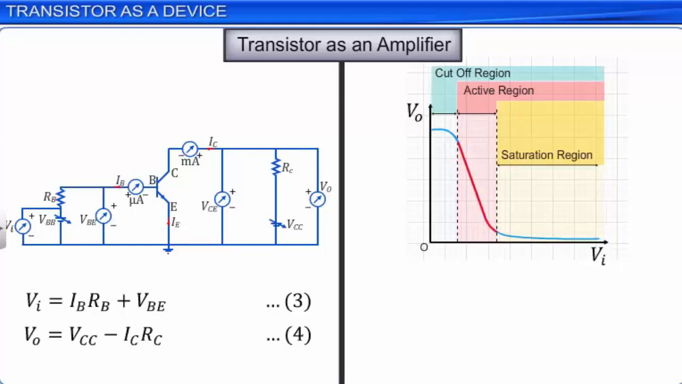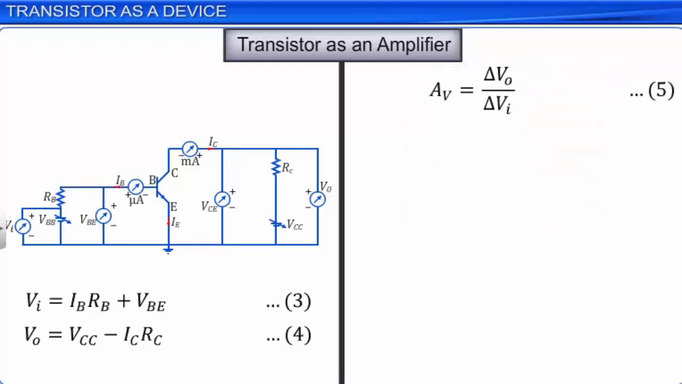When the input voltage Vi is at the midpoint of the active region, the circuit behaves as a common emitter amplifier with voltage gain AV. This voltage gain AV can be expressed in terms of the resistances in the circuit and the current gain of the transistor. We know that the current gain of the transistor, beta AC, is equal to delta IC by delta IB. Let this be equation 6.